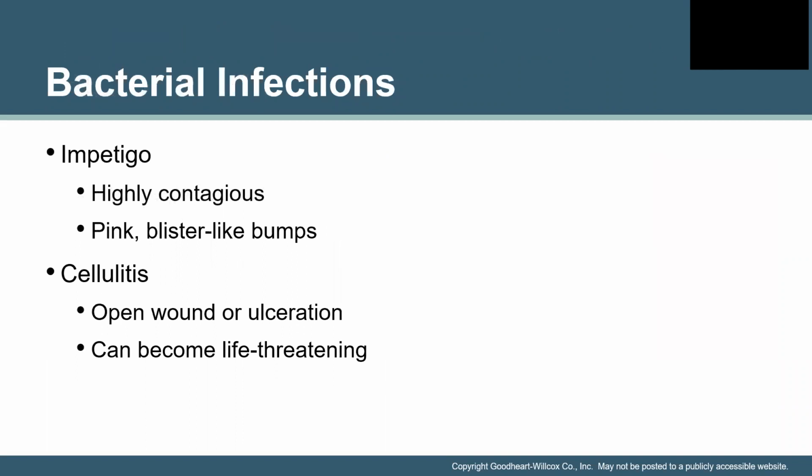Now, when we talk about skin infections that we see that are bacterial in nature, one of them is impetigo. This one is also highly contagious, and you can get pink or blister-like bumps. There is something called cellulitis. I think we've probably all heard that. It's an open wound or an ulceration. Okay, it can be life-threatening. And I'm going to say it doesn't necessarily have to be a wound. You can get a version of cellulitis just from maybe a hair follicle. You have a pathogen enter a hair follicle.